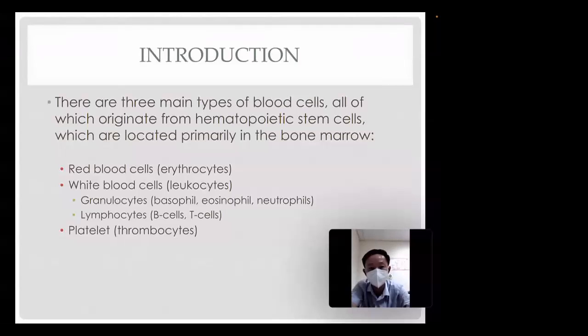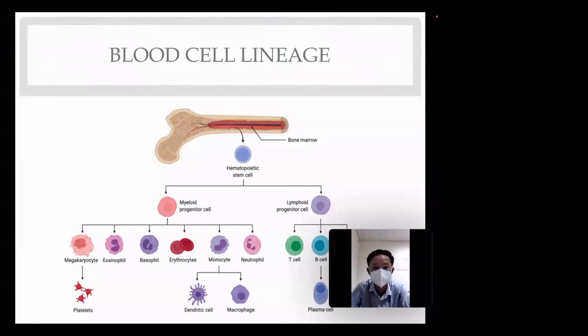So as introduction, as we all know, there are three main types of blood cells, all of which originate from the hematopoietic stem cells, which are located primarily in our bone marrow. So the red blood cells, white blood cells, and also platelets. This can be summarized in this diagram. So bone marrow is basically our factory in producing all the hematopoietic stem cells, which can be further divided into myeloid and lymphoid progenitor cells.